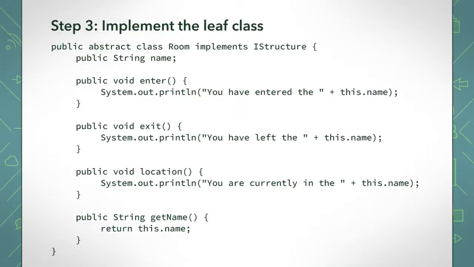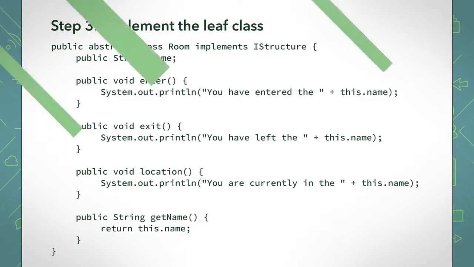Step 3. Implement the leaf class. Since the leaf class doesn't contain any components, we don't need to add a collection of components to it or any methods to manage a component collection. We simply need to implement the methods of the iStructure interface.